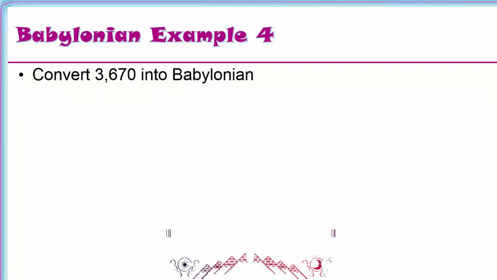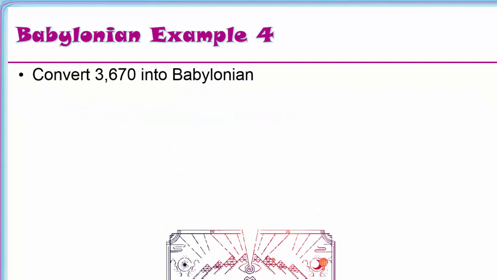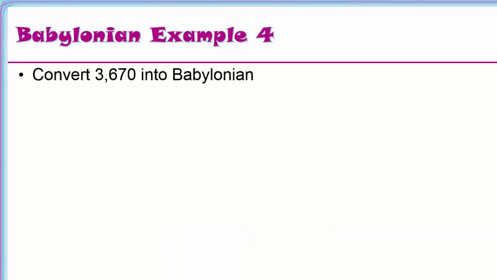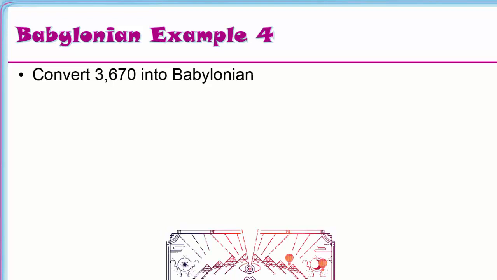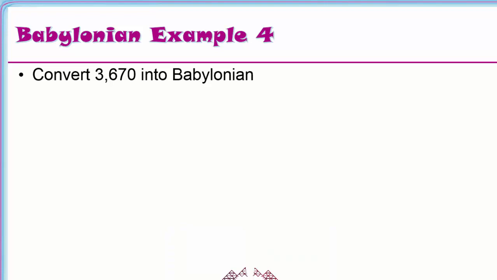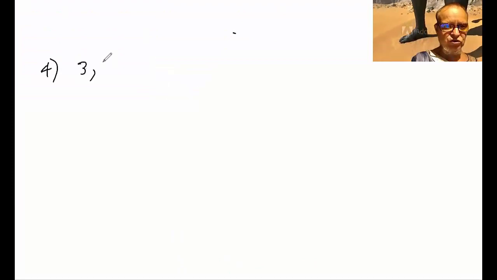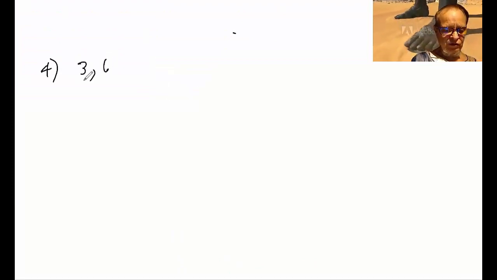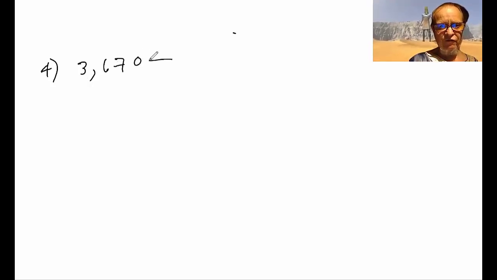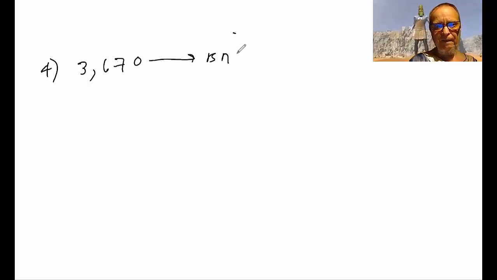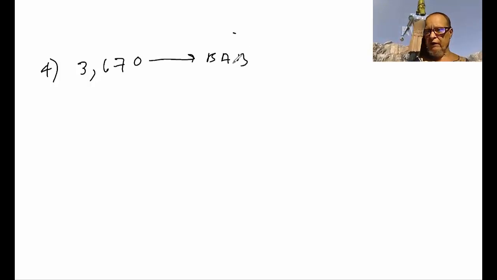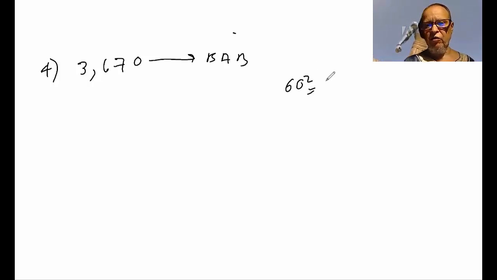In example number 4, we're asked to convert 3,670 into Babylonian. So again, I'm going to go over to the whiteboard and work this out in detail. In this example, we're going to take actually a very large number, 3,670, and convert it into Babylonian. Now here we will need the 60 squared because this is over 3,600.